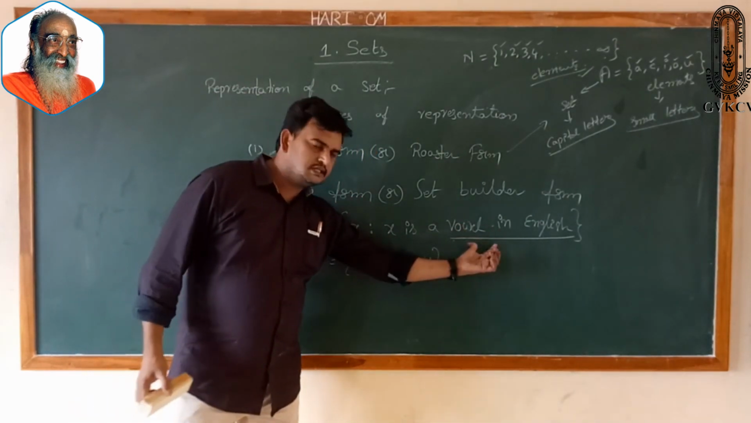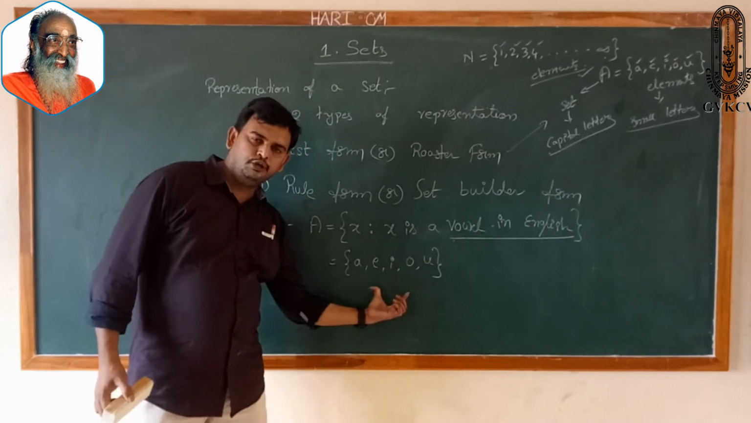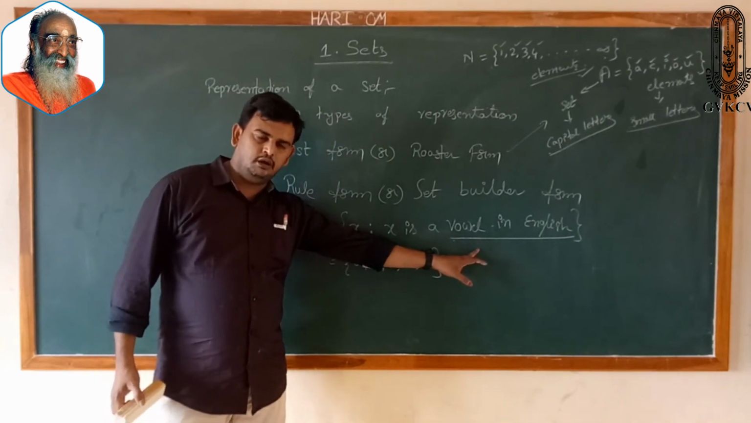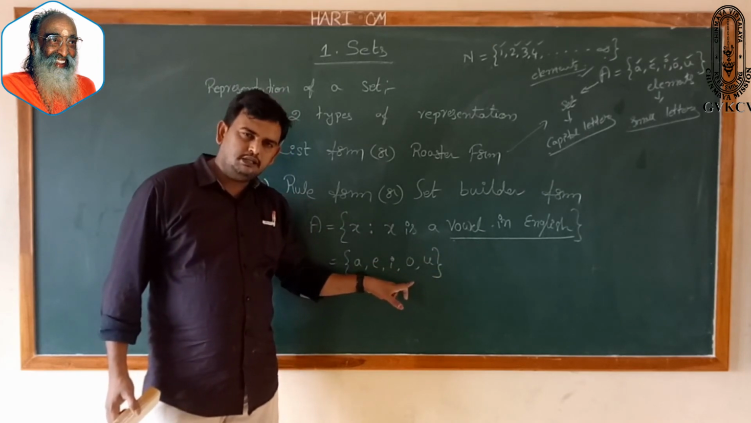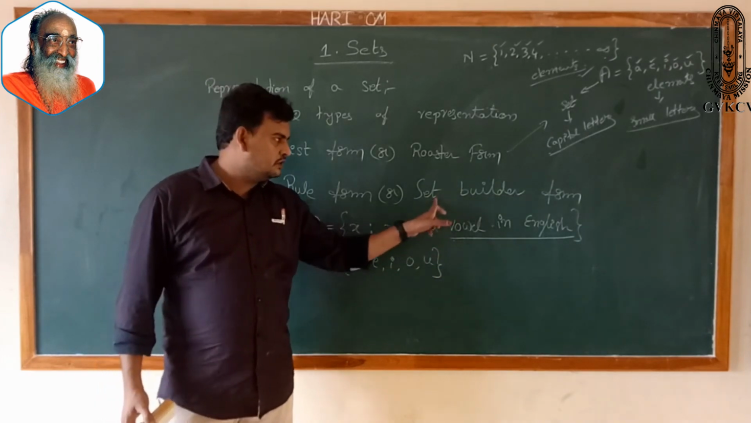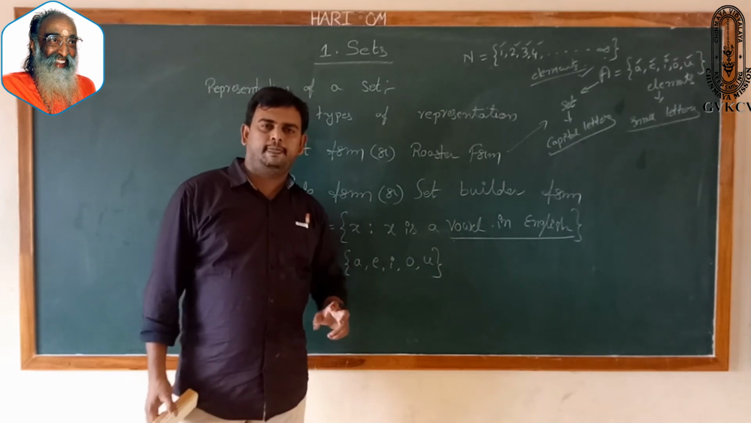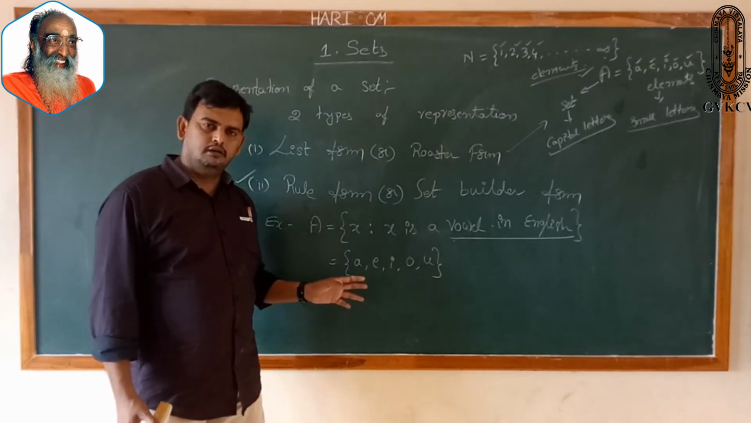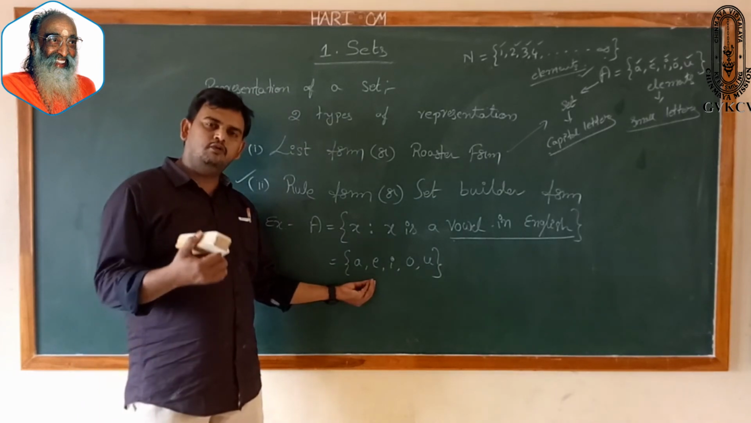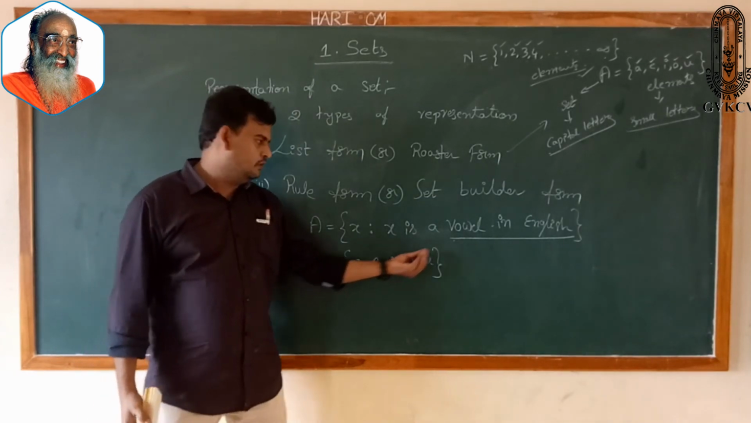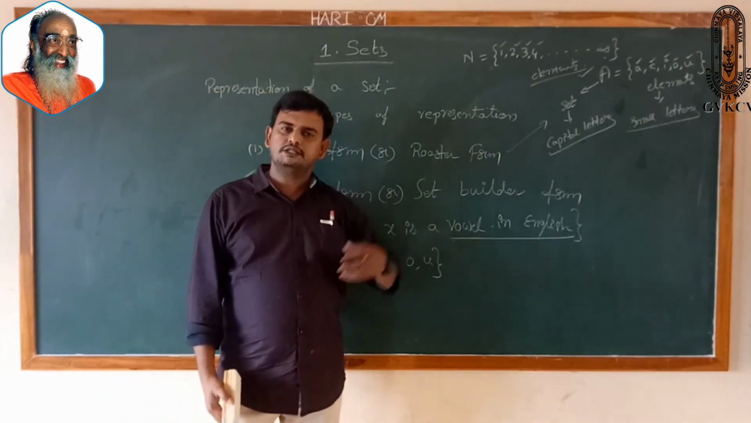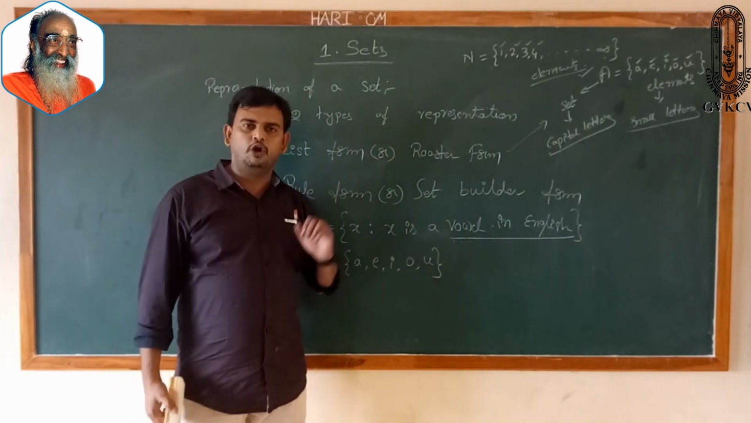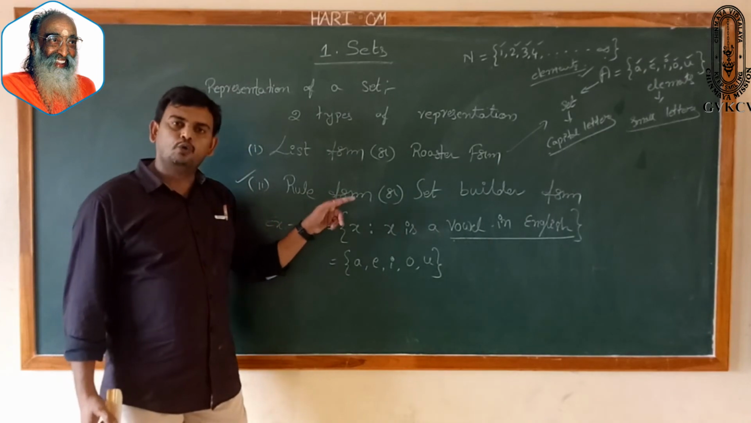So using this condition I am going to write a set. By using this formula I am going to build a set. That's why it is called set builder form. All these elements are following one rule. What is that rule? Vowel in English. That is the common rule all these 5 elements are following. That's why it is called rule form.